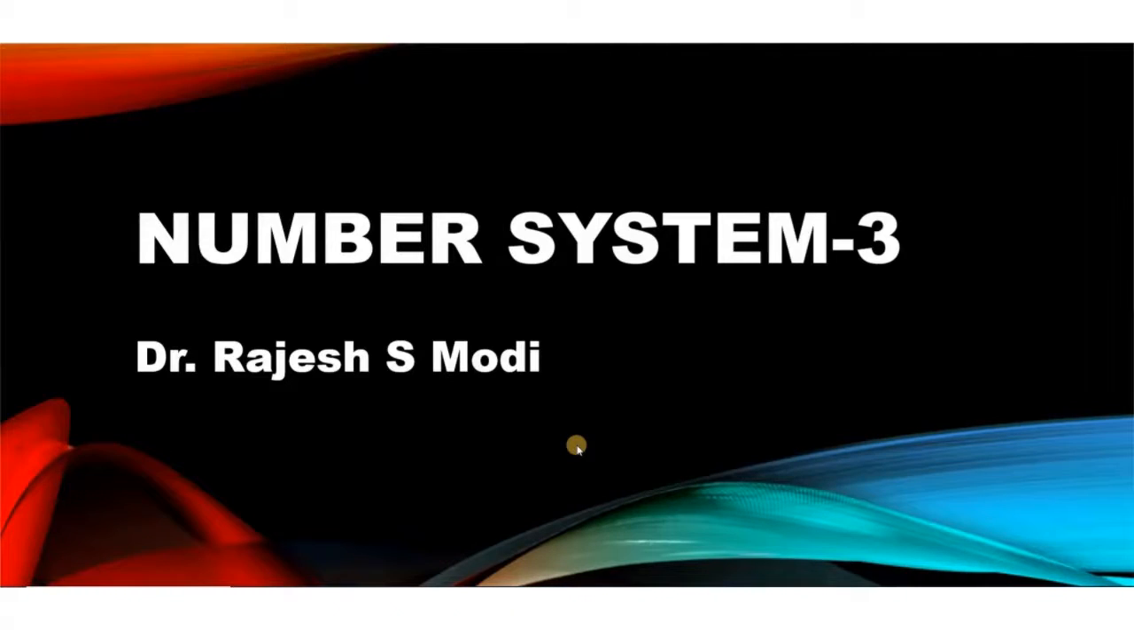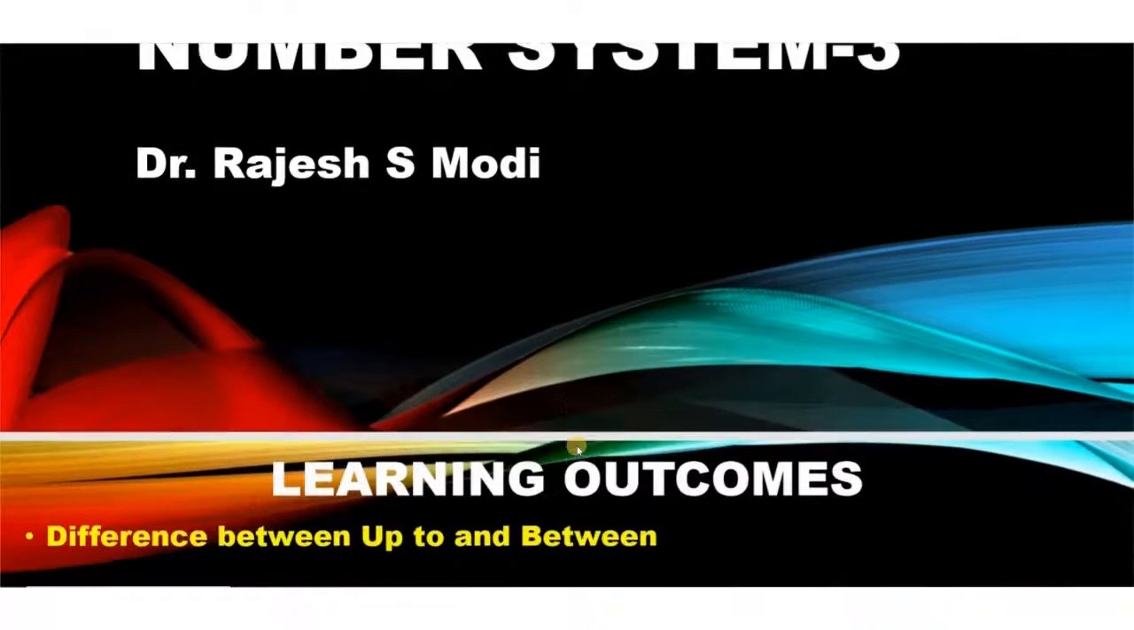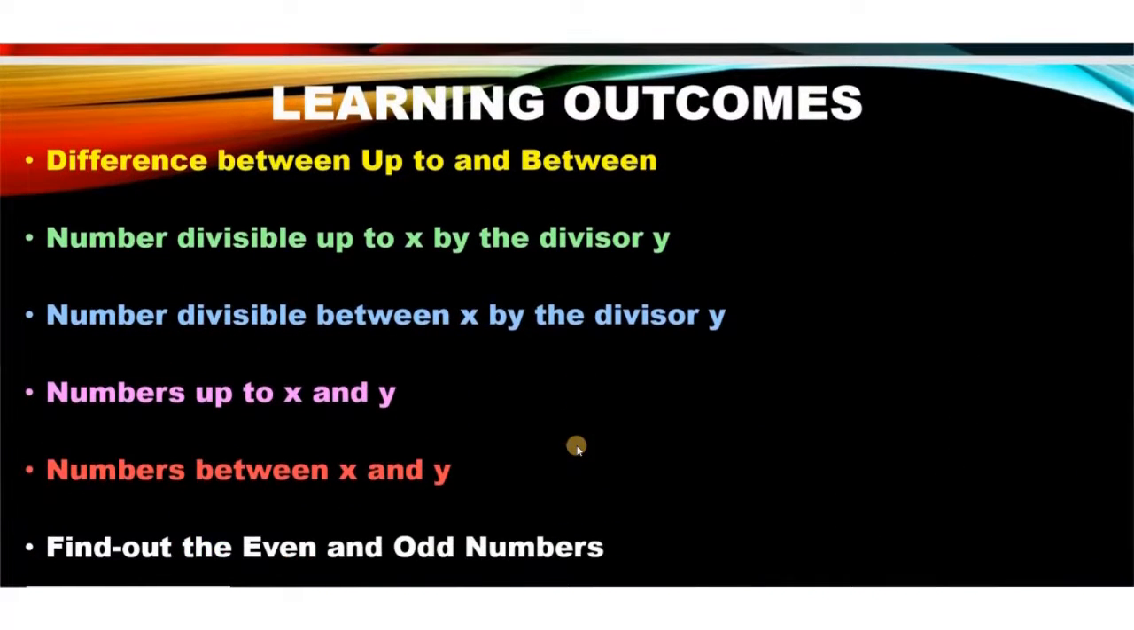Welcome to the number system part number 3. We already discussed part 1 and part 2. This is part number 3 and we are going to discuss certain different items or examples in part number 3. So what are the learning outcomes of this chapter?